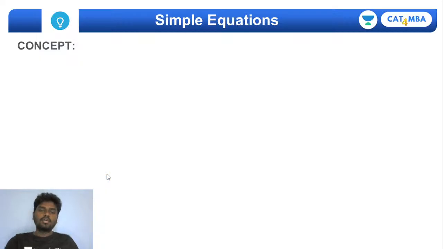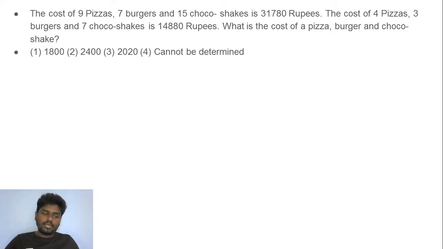With that, we'll quickly enter into the very first question of today's session. So this is my first question. The cost of 9 pizzas, 7 burgers, and 15 choco shakes is 31,780 rupees. And the cost of 4 pizzas, 3 burgers, and 7 choco shakes is 14,880 rupees. What is the cost of pizza, burger, and choco shake? Come on, guys. This is your first question. Try to do this. Get me the right option out of it.